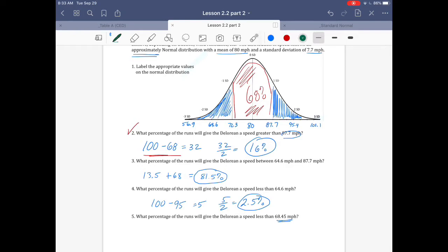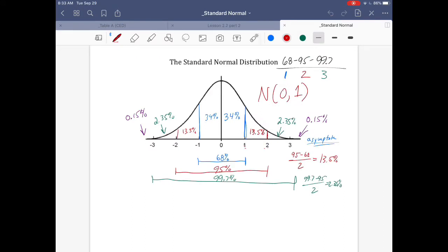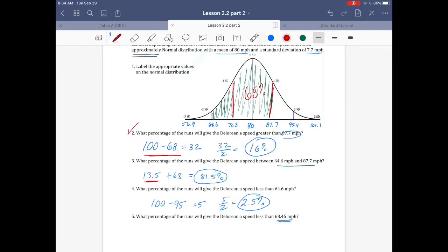Number 3, what percentage were between? So let's go ahead and shade that. So between 64.6 and 87.7. So now we've got this. Once again, we've got that 68 within one standard deviation. And then using this number from the standard normal, 13.5, that's where I got my 13.5 and my 68, to get 81.5%.